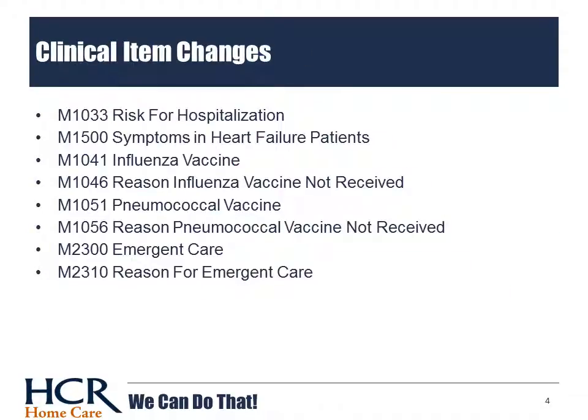These are the clinical item changes you can expect to see in OASIS C1 that are going to be most significant to your clinical practice. M1033, risk for hospitalization, M1500, symptoms in heart failure patients, M1041, influenza vaccine, M1046, reason influenza vaccine not received, M1051, pneumococcal vaccination, M1056, reason pneumococcal vaccine not received, M2300, emergent care, and M2310, reason for emergent care.